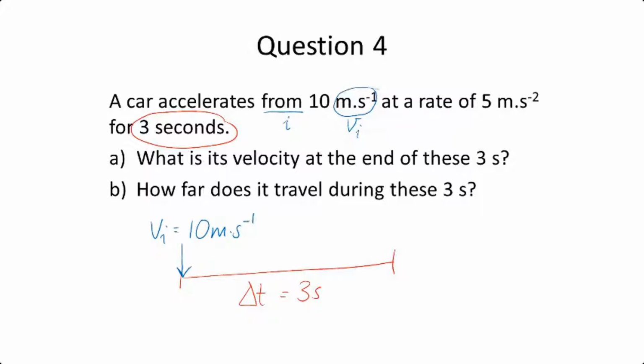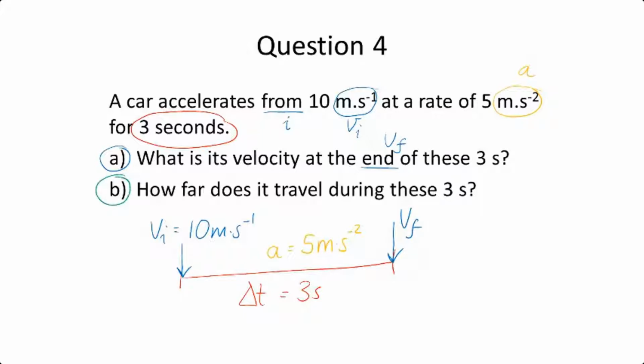It accelerates at a rate of 5 meters per second squared. Meters per second squared is the unit of acceleration. So we know the acceleration is 5 meters per second squared. What are we asked? A, what is the velocity at the end of these 3 seconds? So in other words, V final. So we are asked to find V final for the interval in A.